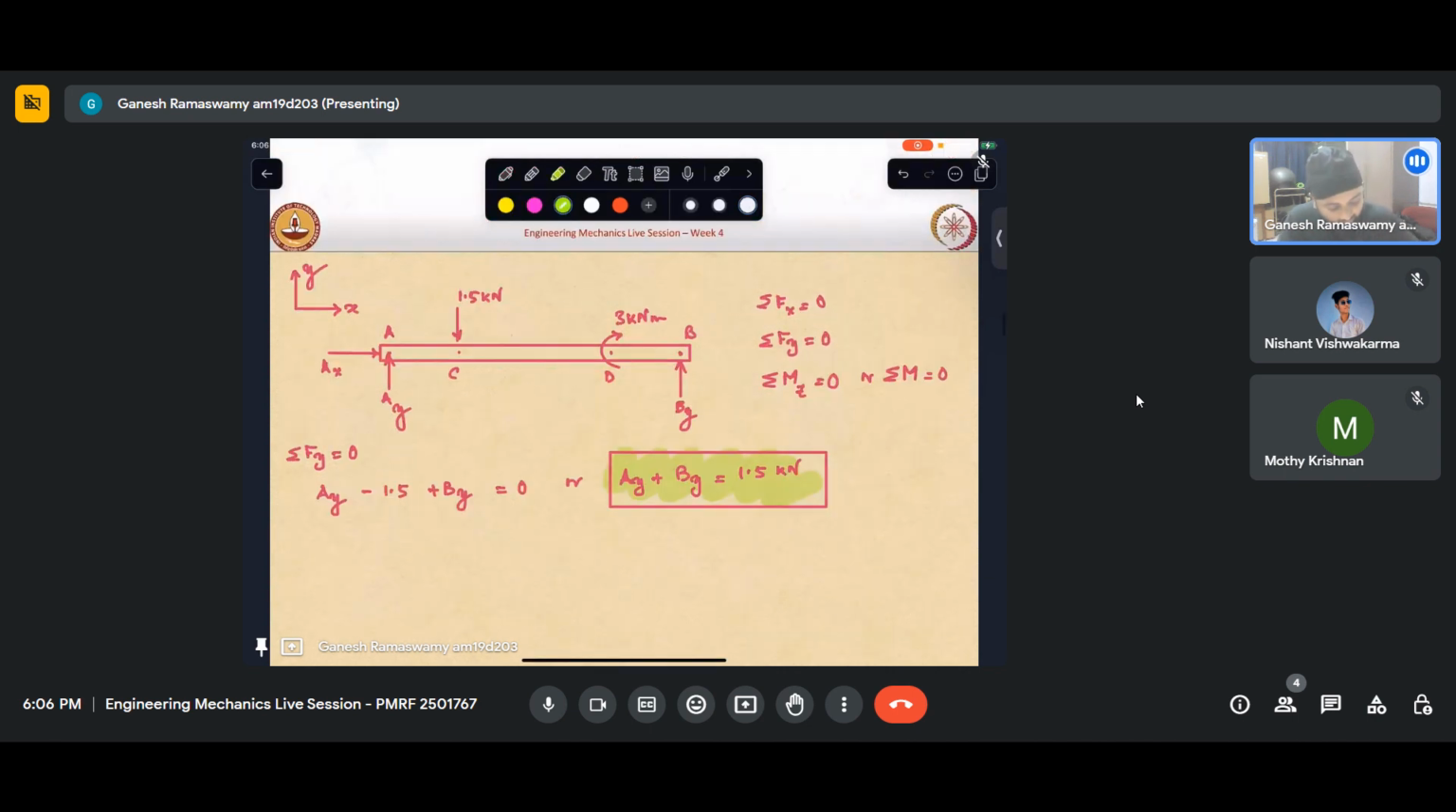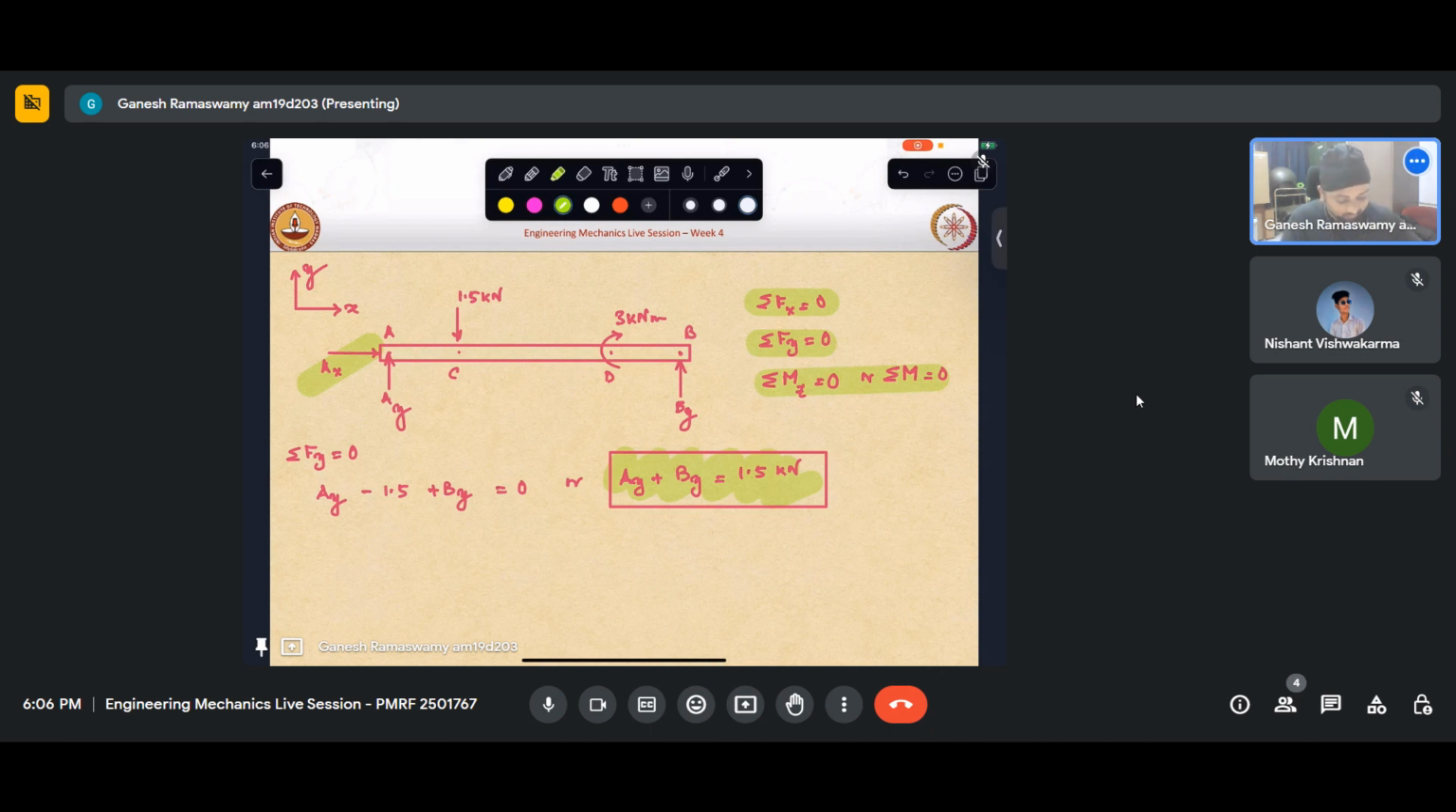Now sigma Fx equaling 0 would trivially get solved because there are no other horizontal forces, so Ax is equal to 0. We have already used up two equilibrium equations, so we need to use the third one to find out what Ay is. Now, is it possible for me to find out Ay?